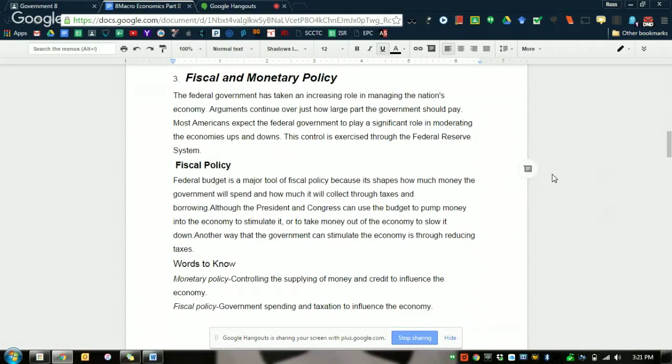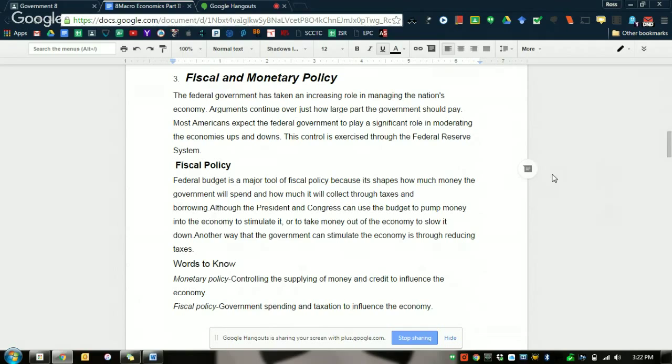So now we're going to move on to fiscal and monetary policy. Sometimes these two things get confused as the same thing, but please make sure that you understand monetary policy and fiscal policy are two totally separate things. So our federal government has sort of taken on more of a role in the nation's economy, which is how our money functions, the market, people selling things, people buying things. And people continue to disagree over how much of a role the government should play in our economy.